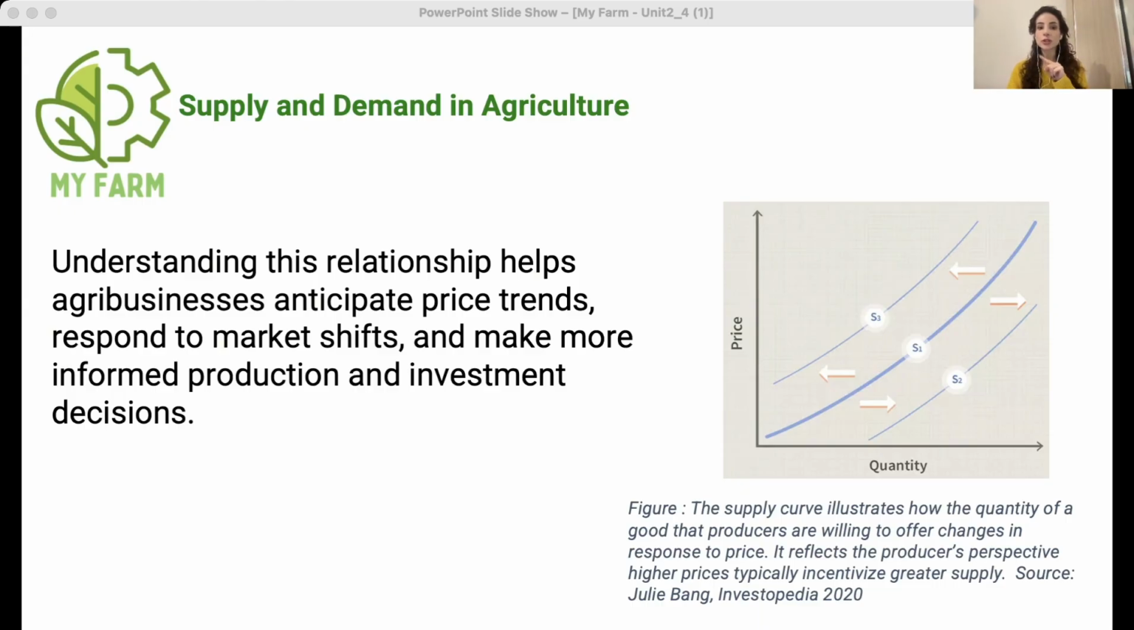This figure shows the supply curve, which represents the producer's perspective. As prices rise, producers are generally more willing to supply larger quantities. So higher prices can justify additional labor, inputs, and investment. However, this response only makes sense when prices are high enough to cover production costs. If prices fall below cost, producing more actually increases losses.